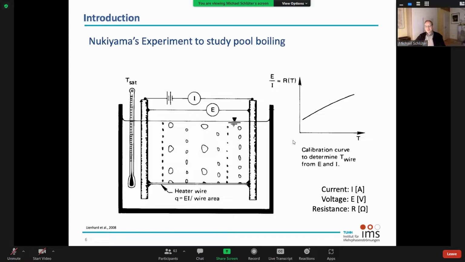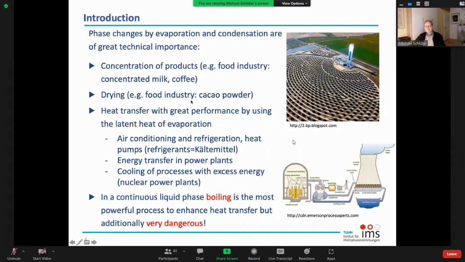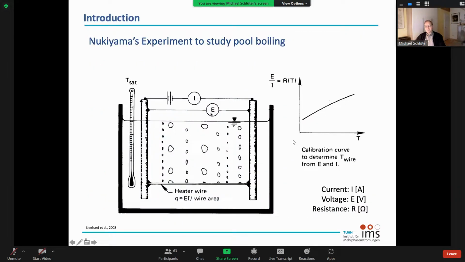So this is a very, very nice and elegant experiment, because with just two measuring values, current and potential, or, of course, usually you use here a constant potential, like 20 volts, or 220 volts, probably not, maybe 20 volts. And then you're measuring only the current. And just by measuring the current with a known potential, you can get the temperature of the wire, and you can get the heat that is transferred. Very, very simple and elegant experiment.